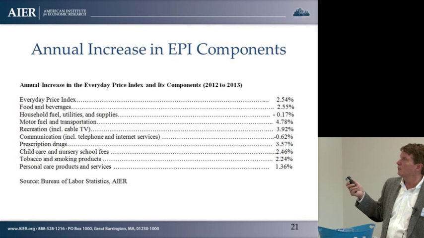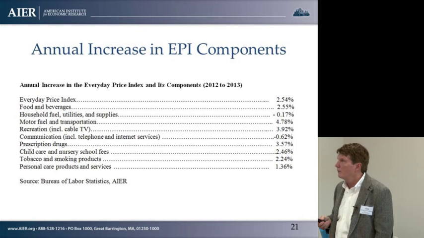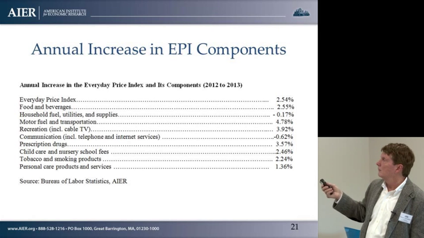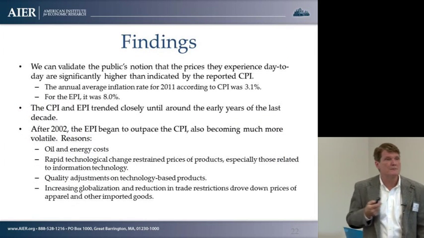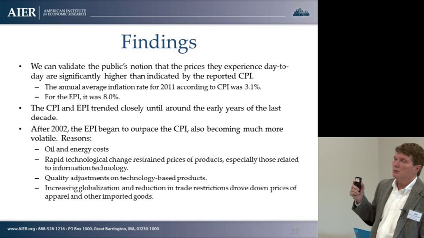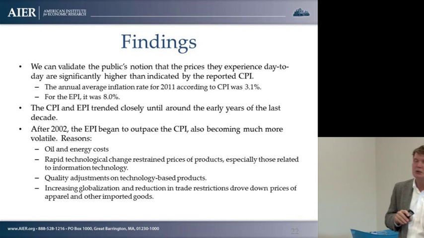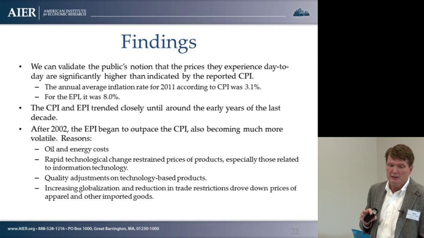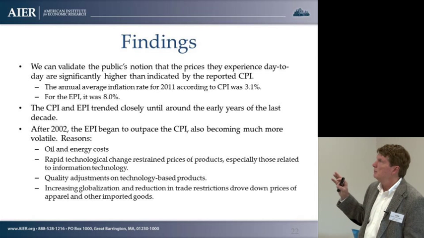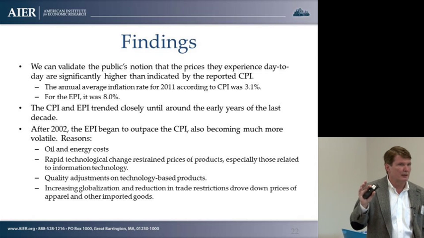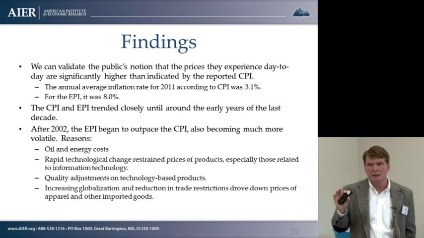We see motor fuel and transportation going up overall for the year. Prescription drugs are up and so on. So we have some variation across the different components. Sorry, for something like prescription drugs, are you tracking what people actually pay out of pocket? Out of pocket, yeah. So the findings were that we actually can validate the public's notion that the prices they experience day to day are substantially higher. For example, the first year we did this, 2011, according to the CPI, the average annual inflation rate was 3.1%, and the EPI was 8%.